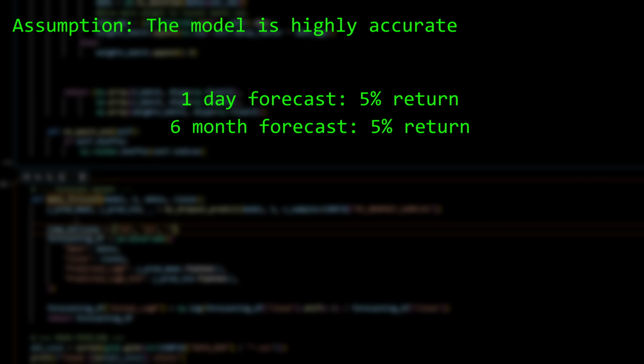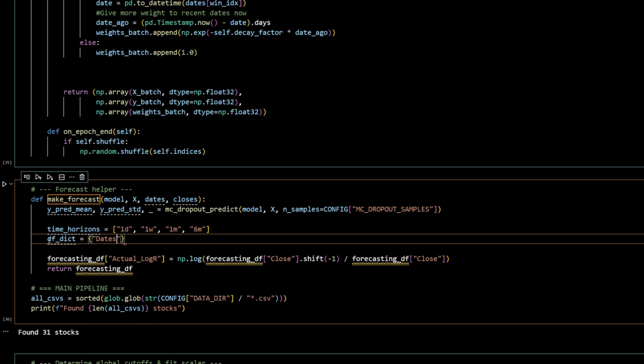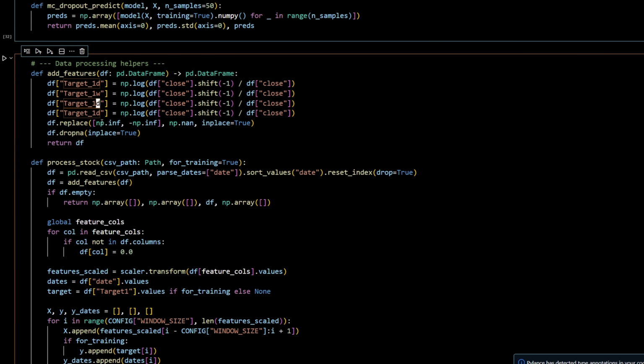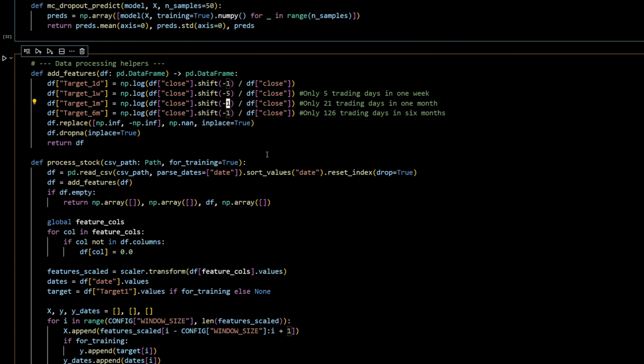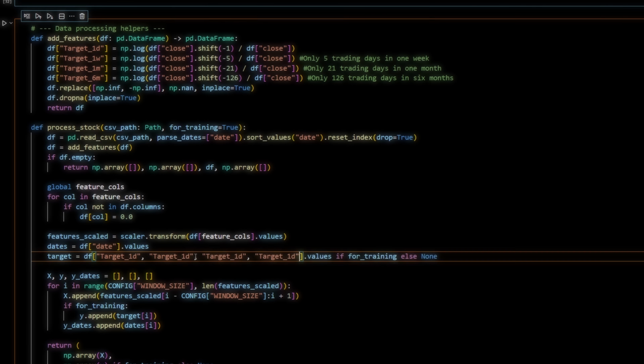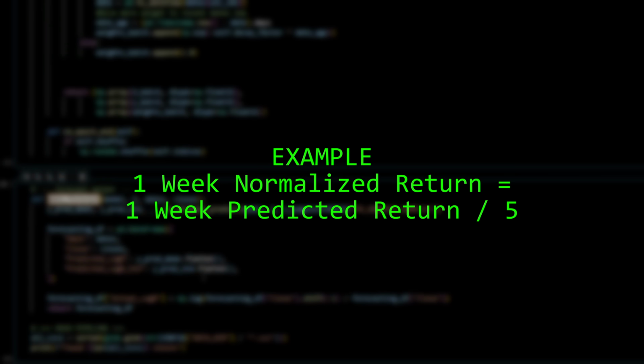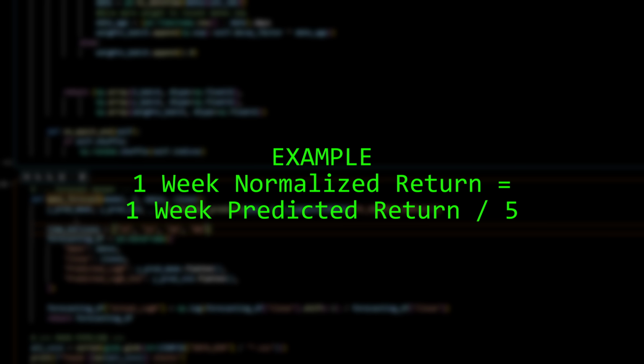That way we get the 5% return, then we allocate our cash into a different stock based on what our machine learning model determines. So then what we really care about is the normalized return. To determine which time horizon to invest in, we should choose the option with the largest value of the predicted return divided by the number of days. So the 1 week normalized return is the 1 week predicted return divided by 5, for example, because there's only 5 days in the trading week.